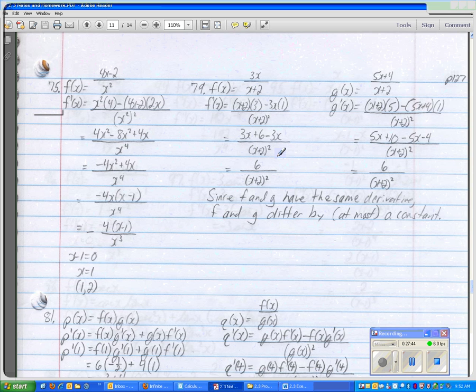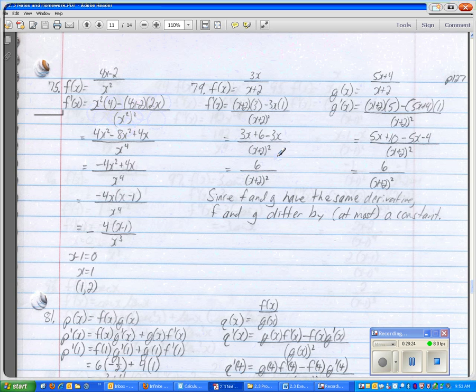So f of x equals 4x minus 2 over x squared. So let's quotient rule it. F prime of x then is going to equal the bottom, x squared, times the derivative of the top. The derivative of 4x minus 2 is 4, minus the top, 4x minus 2, times the derivative of the bottom. Derivative of x squared is 2x, over the bottom squared. So x squared squared. With me on the first step?